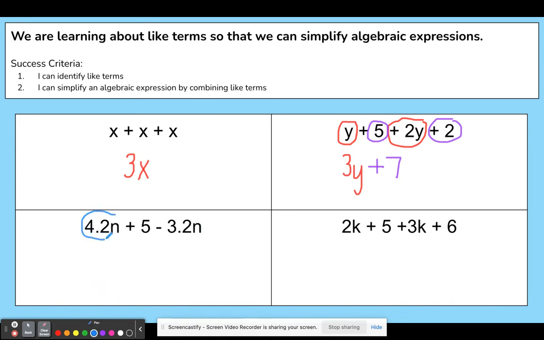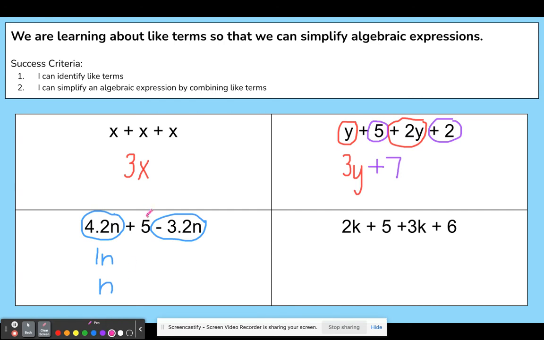All right, so this one right here, they threw in decimals, but we can do it. The very first thing I see has an n. Go through and look for something else with an n. This has an n. 4.2n minus 3.2n. Use your brain or your calculator, but 4.2 take away 3.2 is going to leave me with 1n. So you can write the 1 in front of it, or you can just write it as a plain old n. Either way is fine.